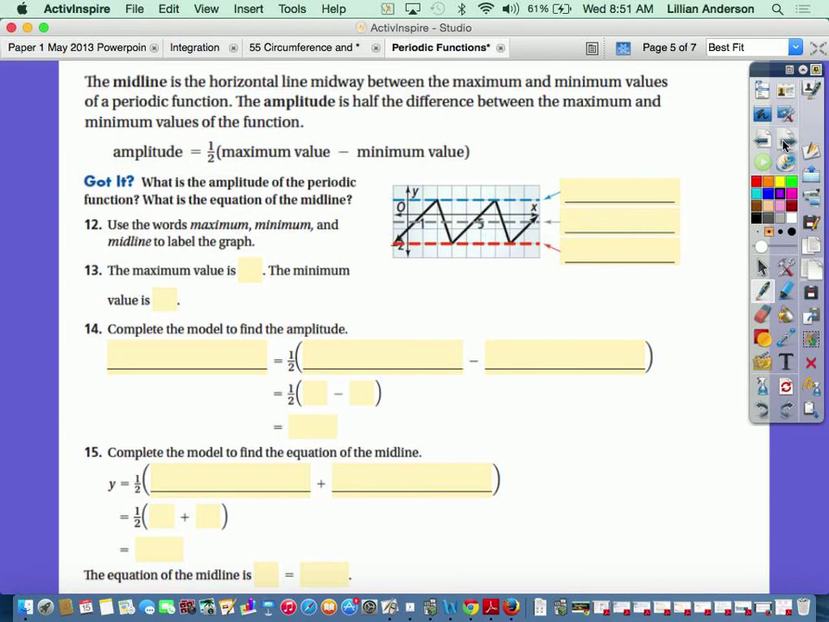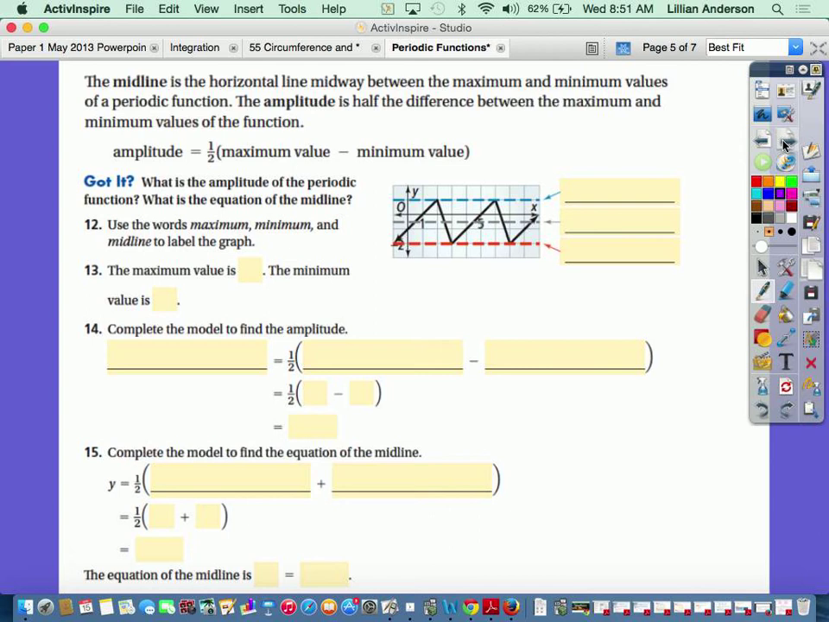And the amplitude is the vertical distance from that middle line to a maximum or from that middle line to a minimum. And it should be equal. Okay? The amplitude. So that distance from the midline to the maximum or the midline to the minimum should be the same. Okay? Look at this example that you have right here.